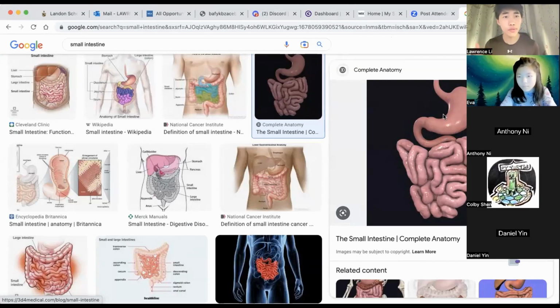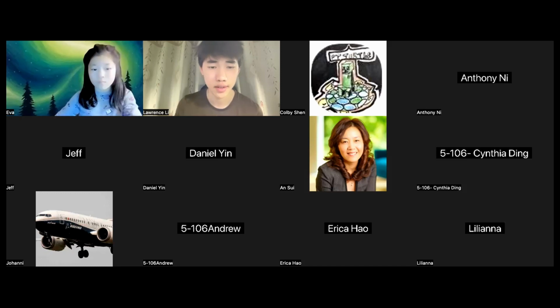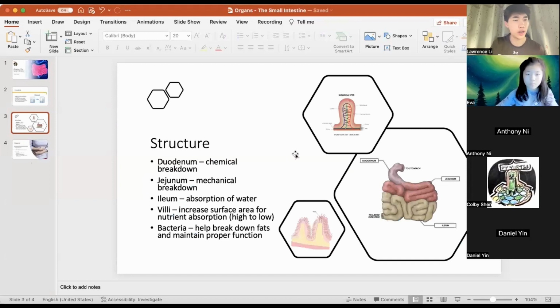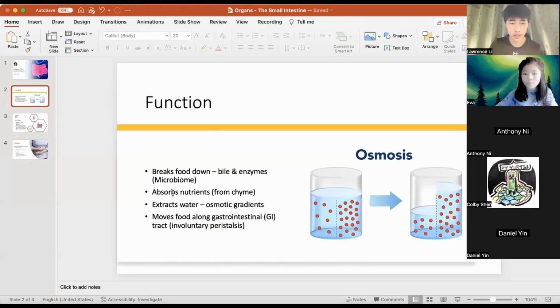Everyone thinks your stomach is really big, but your stomach is not actually that big. This is your stomach, and this is your small intestine. This is what your small intestine looks like, Colby. It comes after the stomach, and then it leads to the large intestine, which we will talk about later. Hopefully this gives you a general idea of what it looks like. Is that helpful, Colby? Yeah. Great. We will talk about it further on in this lesson.